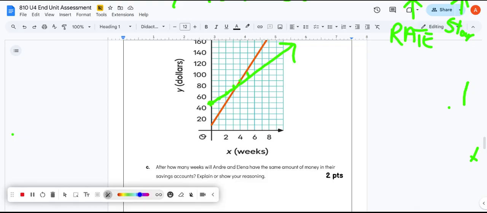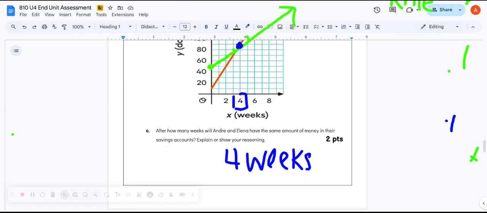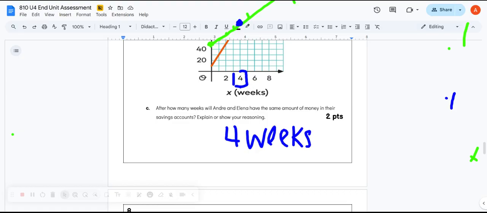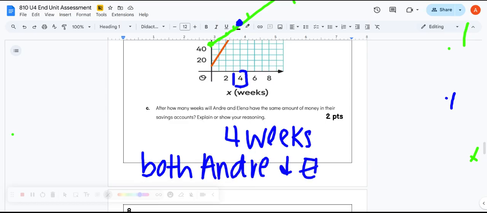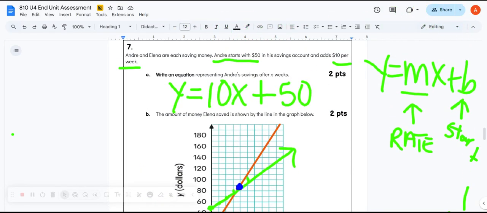And when I'm looking at my graph, we can see they're intersecting at this point right about here. And when I look closely, I notice they intersect at 4 weeks. And that's telling me that at 4 weeks, both Andre and Elena have $90. Perfect. Nice. All right. That was number 7.